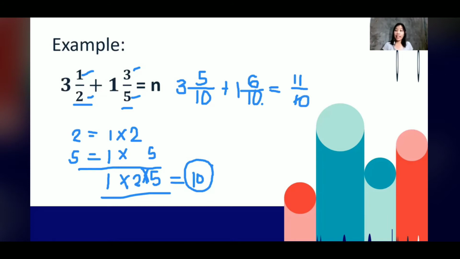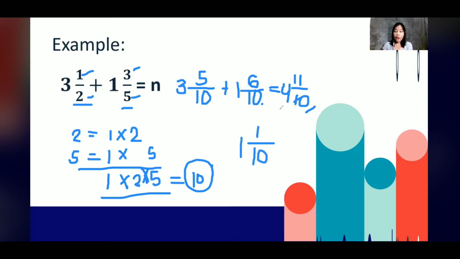So we will add the whole numbers separately. So 3 plus 1 is 4. Are we done? Not yet, because 11 tenths can still be simplified. Since it is an improper fraction, we will transform it to its mixed number form. So to transform it to its mixed number form, we have to divide it. 11 divided by 10 will have 1, remainder 1, and then just copy the denominator, which is 10.